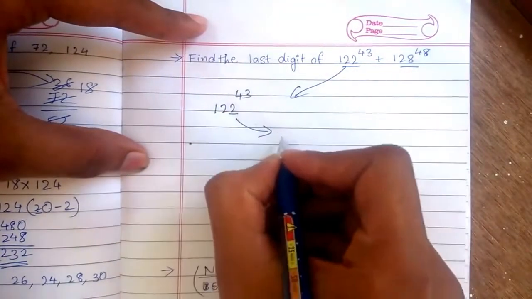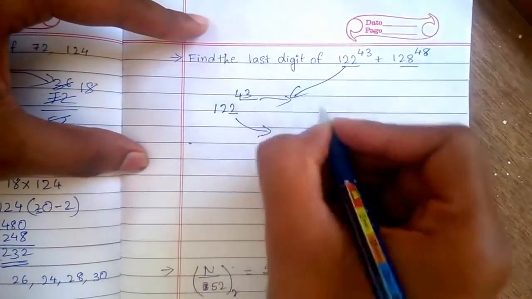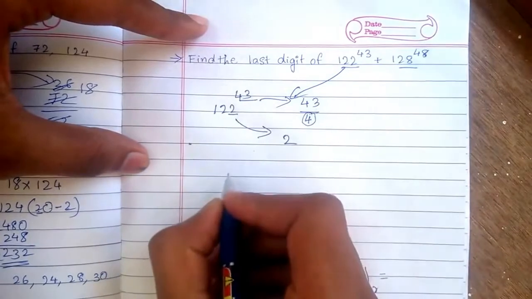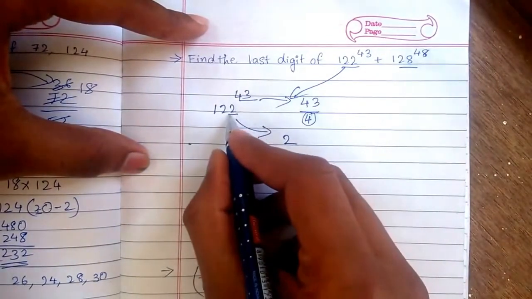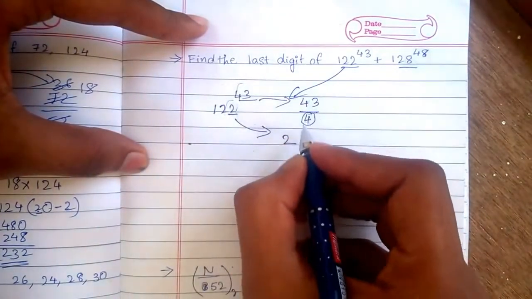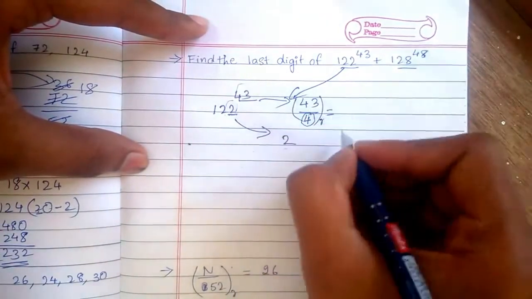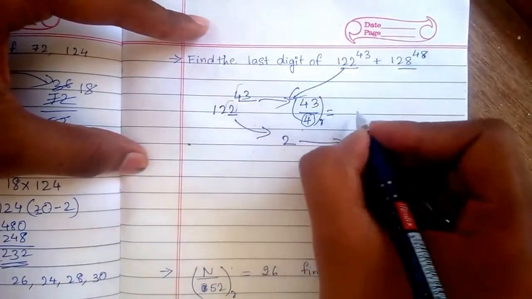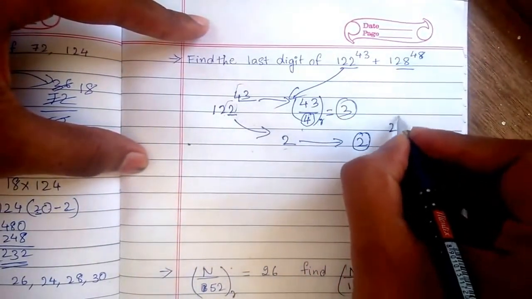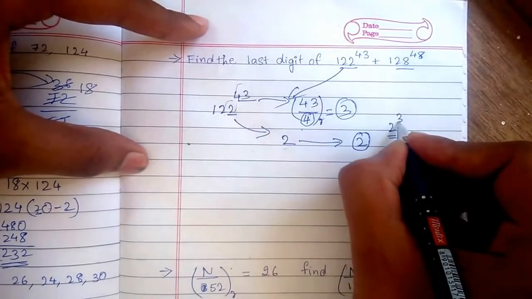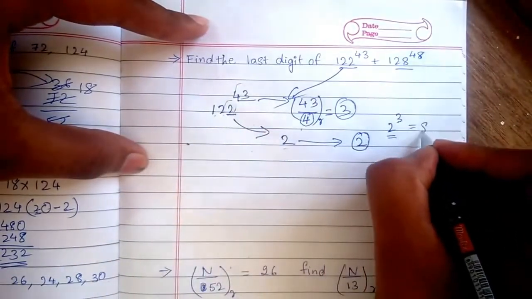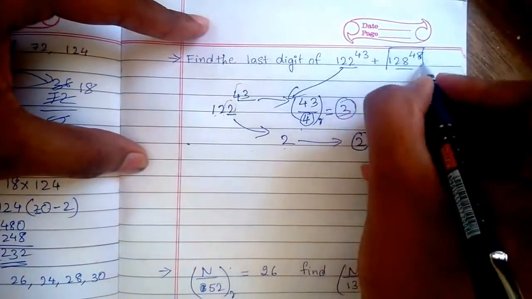122 power 43: take the last digit forward, 2, and the power take it separately, 43, divide this by 4. Always divide the power by 4 irrespective of whatever last place you have. Whatever be the base, whatever be the power, still divide it by 4 and take the remainder. Now the remainder being 3, take 2 to the power 3. Whatever 2 power 3 ends with is the same number that 122 power 43 will end with. 2 power 3 is 8, ends with 8 itself.